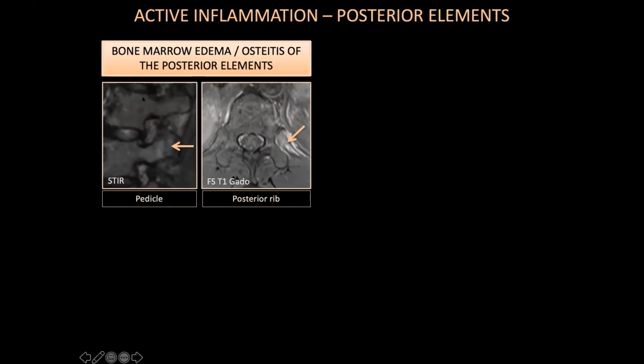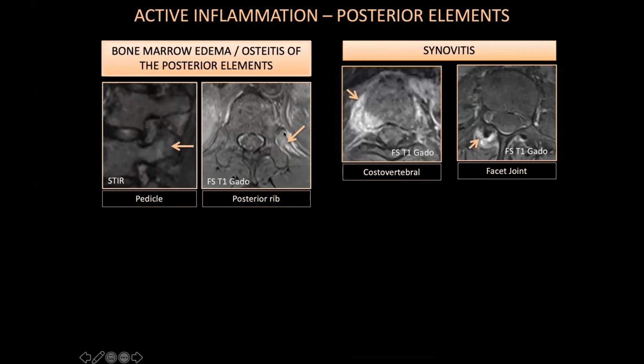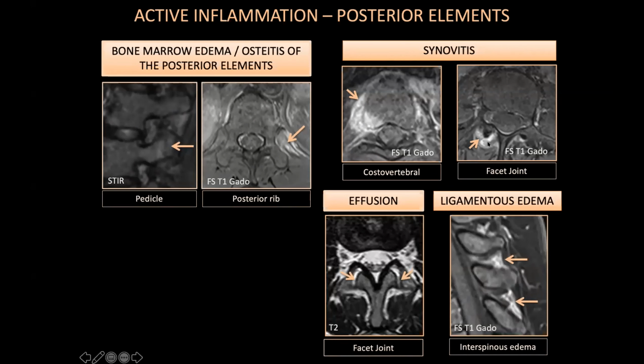Bone marrow edema can also be seen in the posterior elements, in this case in the pedicle, posterior rib. The synovitis also can be seen in the costovertebral joint as seen here, and the facet joint. We could see effusion of the facet joints and ligamentous edema here in the interspinous ligament.